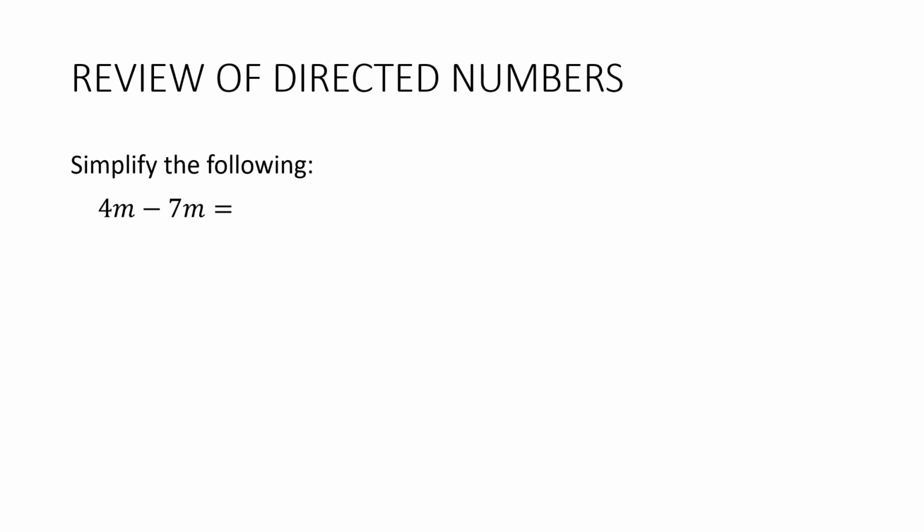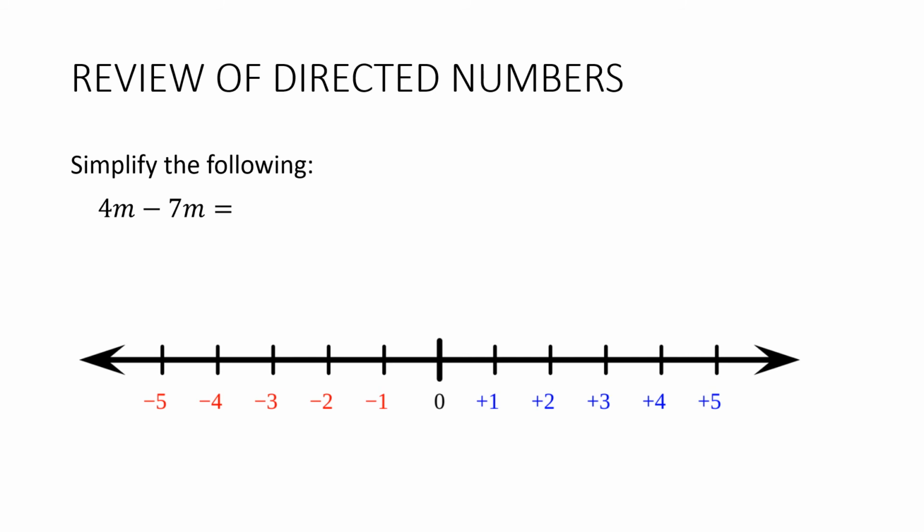Now, what happens with something like this? 4m take away 7m. Okay, it doesn't go, does it? We're going to end up negative. So let's review our directed numbers. We're going to start up here at 4 and we're going to subtract 7. 1, 2, 3, 4, 5, 6, 7. So we're going to end up with negative 3m.